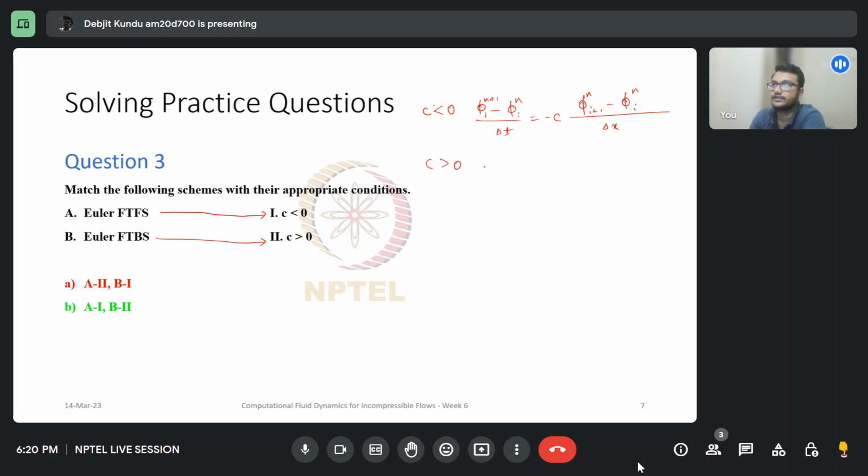And for c greater than 0, we will use the FTBS scheme. The left hand side remains the same. In the right hand side, now we will use backward in space discretization. So phi i minus phi i minus 1 at n. And a combination of these techniques is basically the first order upwind scheme.